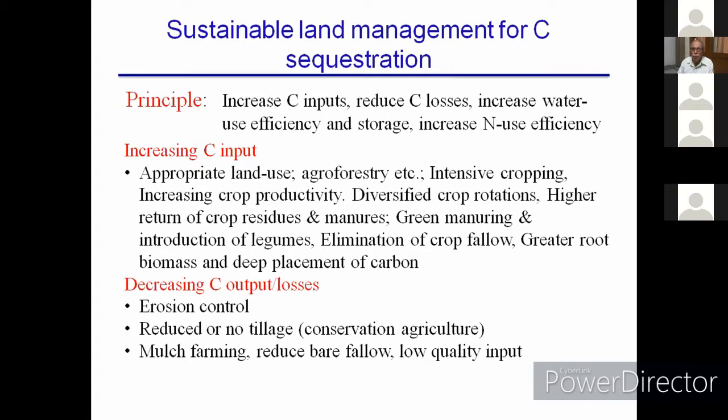And then we try to really manipulate the soil's hydrothermal regime. Now you can take help of models like Hydrus, all those models. Go for the practices which maintain temperature and moisture in such a condition that you minimize the decomposition process at the soil surface. So you go for mulch farming, minimize bare fallow. And very importantly, you go for low quality input. When we say low quality input, we look for material which doesn't decompose very fast. Materials which are cellulosic decompose very fast. If you have material which decomposes slowly, it will retain carbon for a longer time.